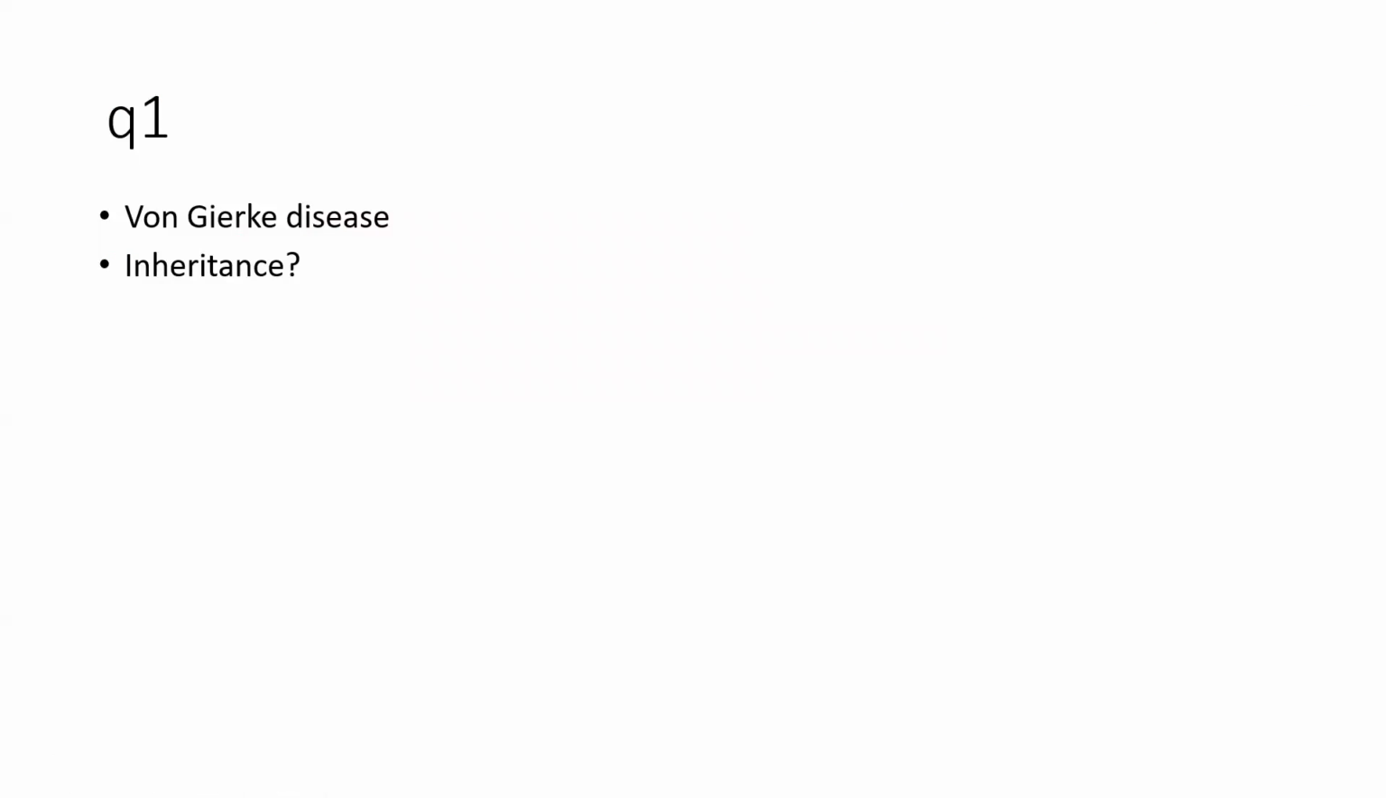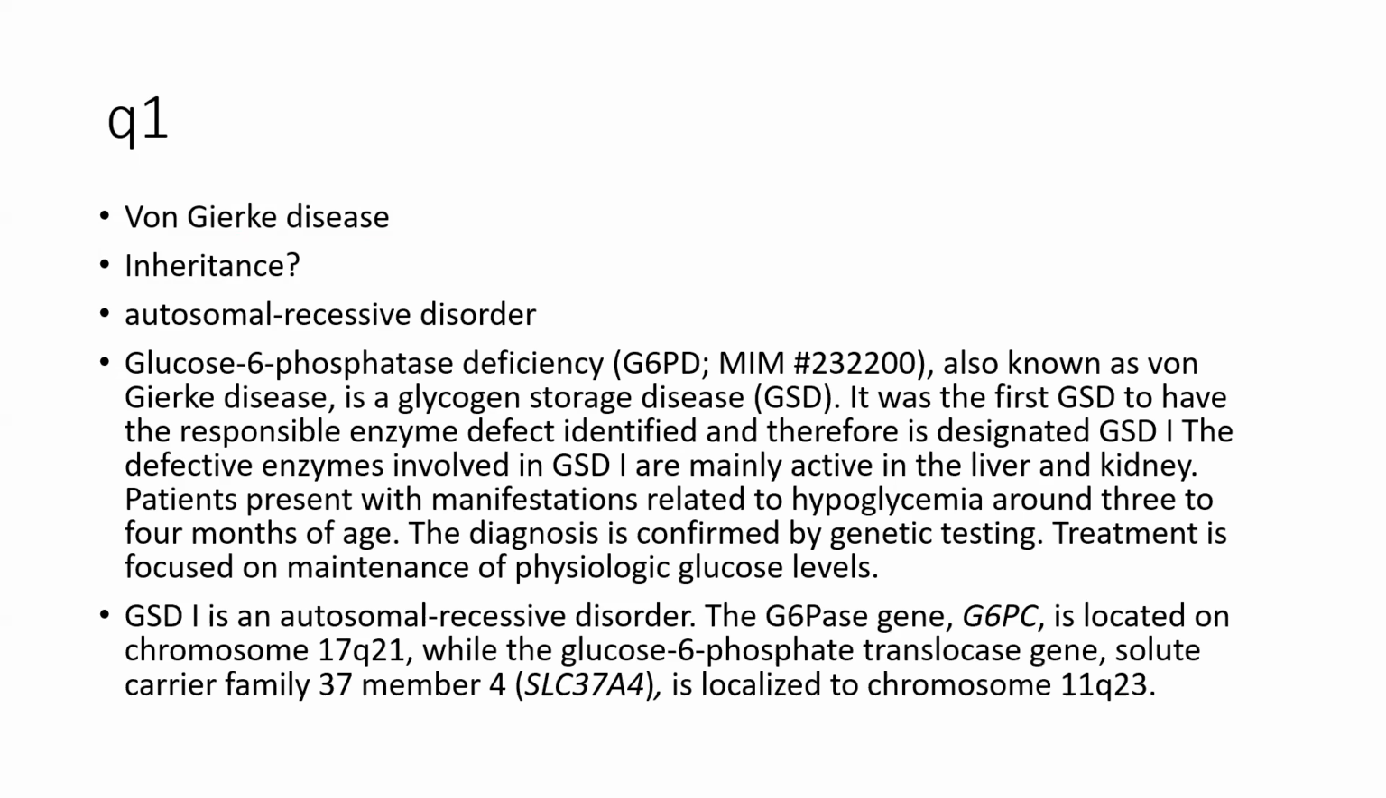One of the first questions asked was the inheritance for von Gierke disease, which we all know is a glycogen storage disorder. Glucose 6-phosphatase deficiency, also called von Gierke disease, is an autosomal recessive disorder. So that was the answer. It was the first glycogen storage disorder which had an identifiable enzyme defect, and hence it was designated GSD1. The defective enzymes involved in GSD1 are mainly active in the liver and the kidney.